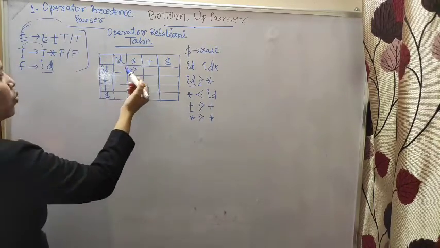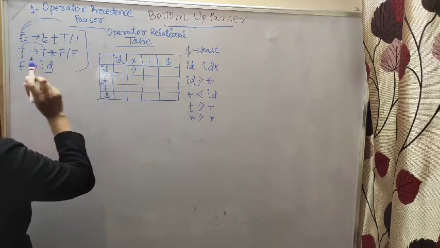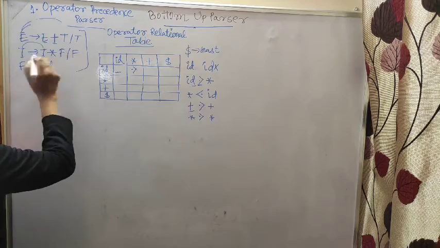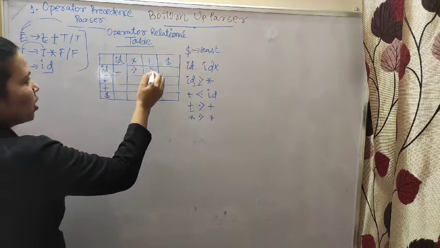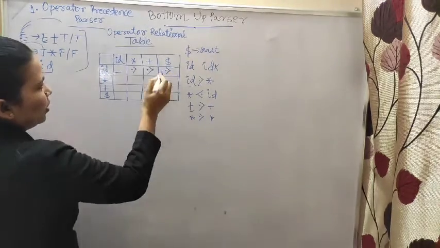Okay, so now we will check ID to plus. Compare ID to plus: ID is given, plus is above, so ID is the higher precedence. ID and dollar are always highest.